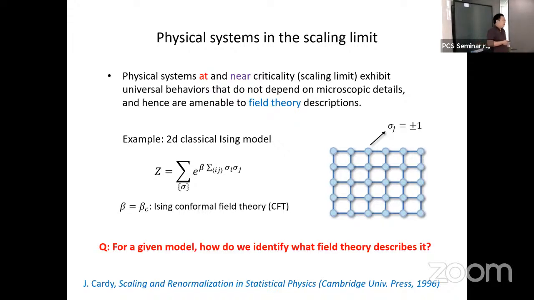And for us, we are studying much more complicated models, which are often not exactly solvable. And one of the outstanding questions is, for a given model, how do we identify which field theory describes this microscopic model?